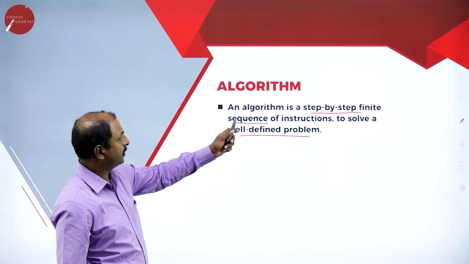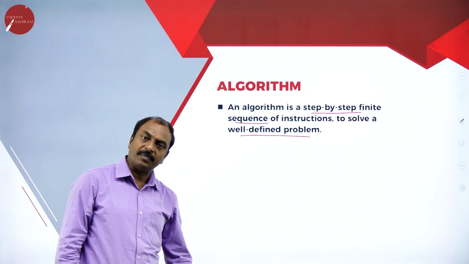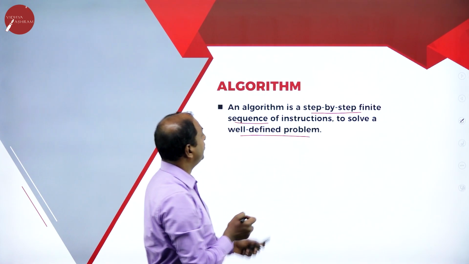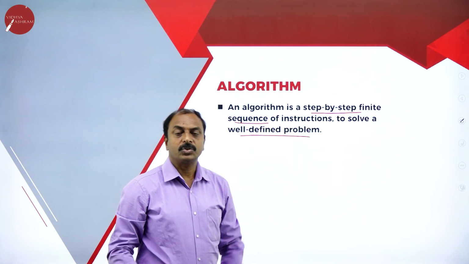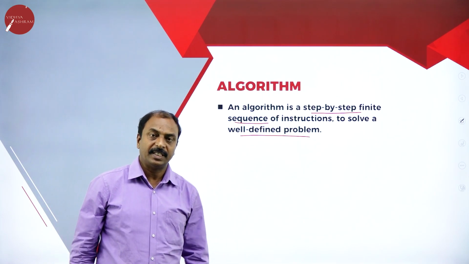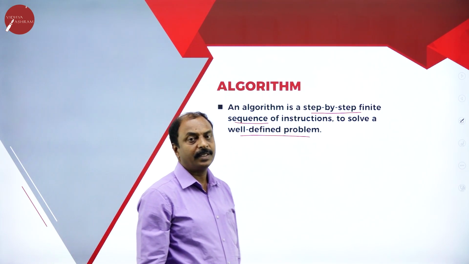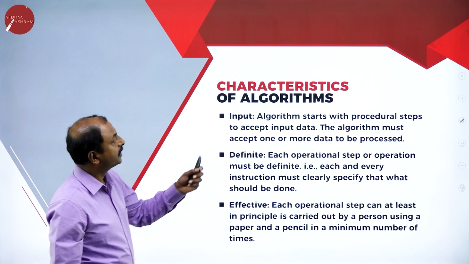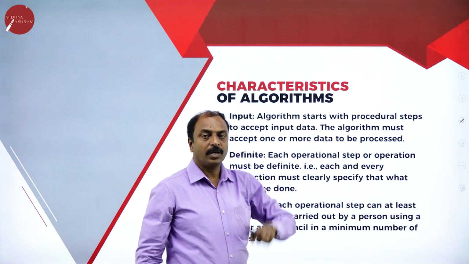So what is an algorithm? As you have learned in a previous session, it is a step-by-step procedure or a finite sequence of instructions to solve a problem, and it is a textual representation. So this is nothing but an algorithm. Now let us see what are the characteristics of an algorithm.